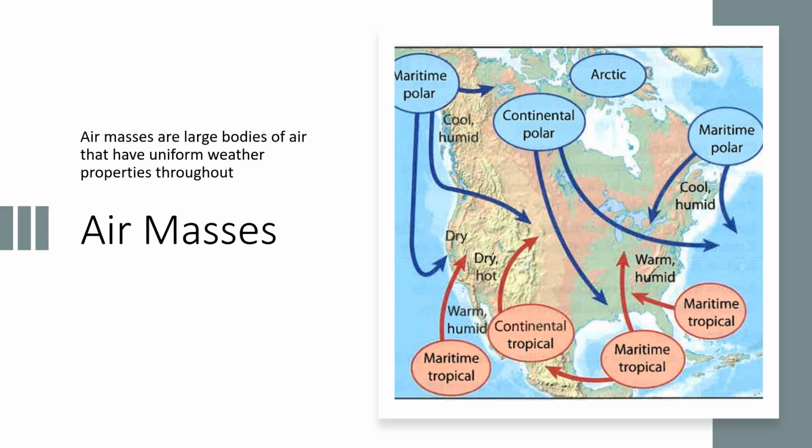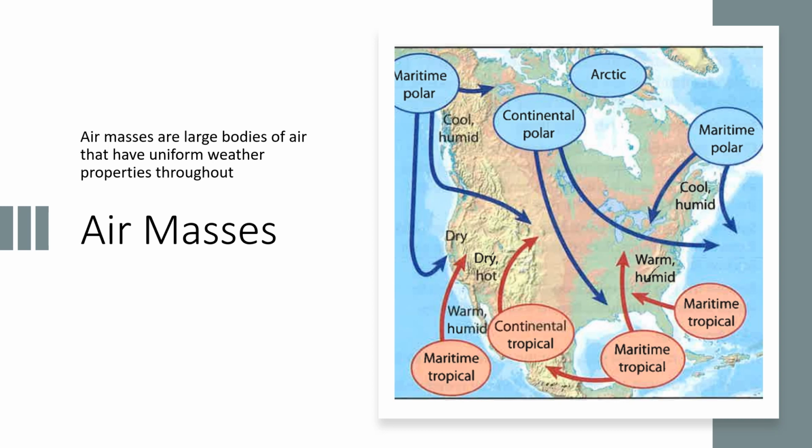So air masses, we talked about this last time. Air masses are large bodies of air that have a uniform weather property throughout. So continental polar: continental meaning it forms over a continent, which means very dry, and polar meaning cold because it came from closer to the poles. As that comes down, it's dry, cold air for the most part throughout that entire air mass.